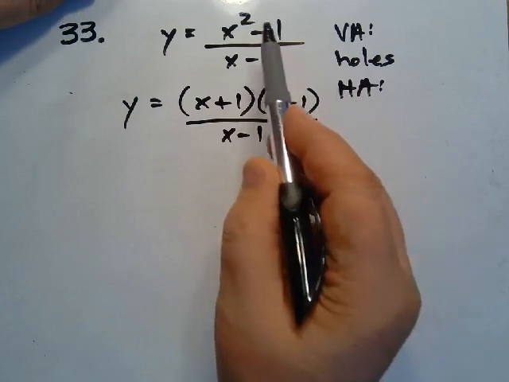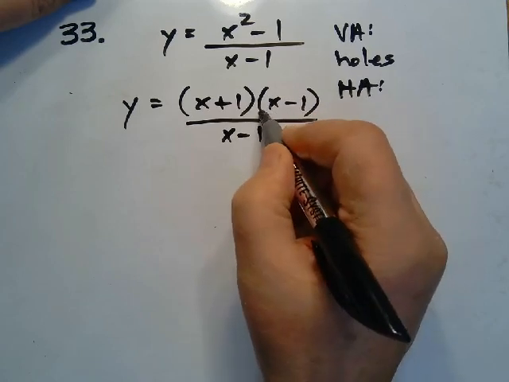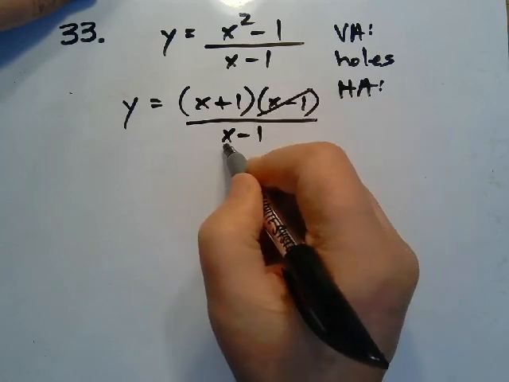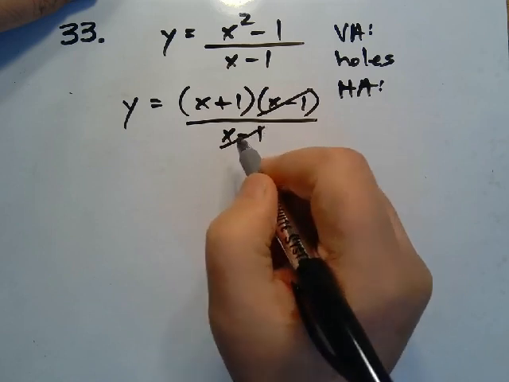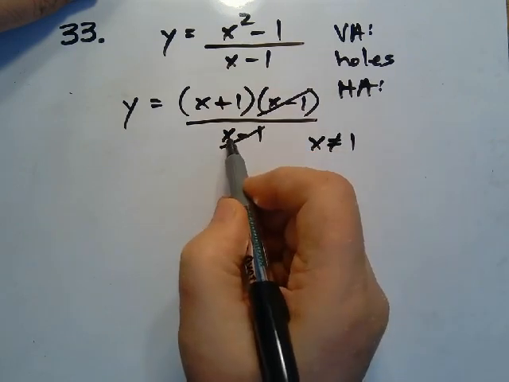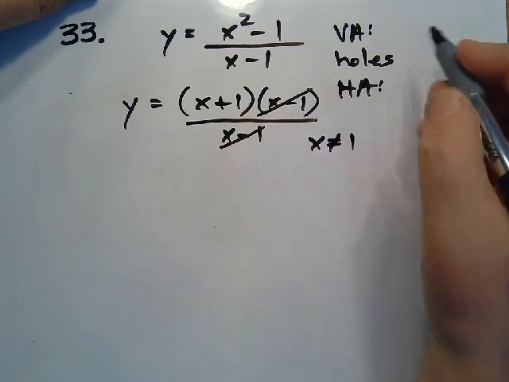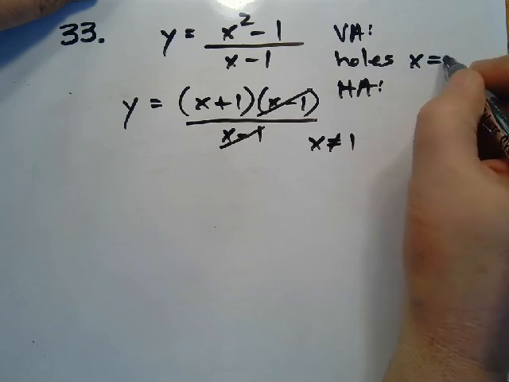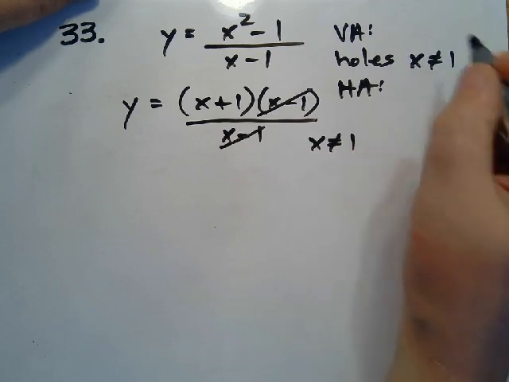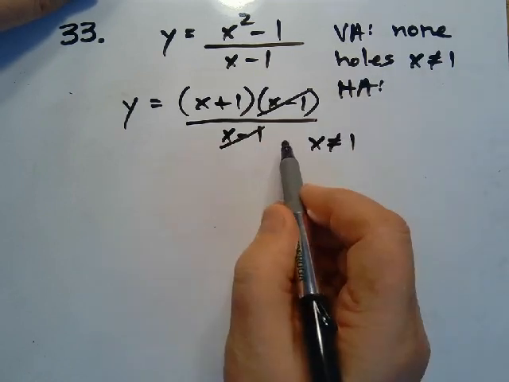So now, as I factor the top and I have a bottom here, I can see that these two are going to cancel. But there's an excluded value at 1. X cannot be 1 right here. But it isn't a vertical asymptote because it canceled away. This has to be a hole. X cannot be 1. So there are no vertical asymptotes in this problem.